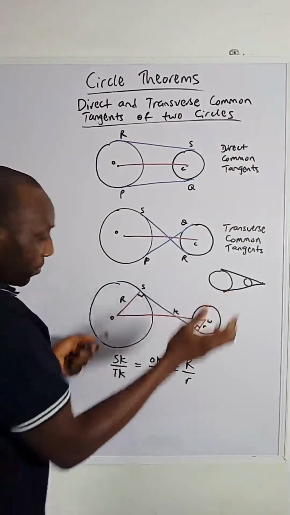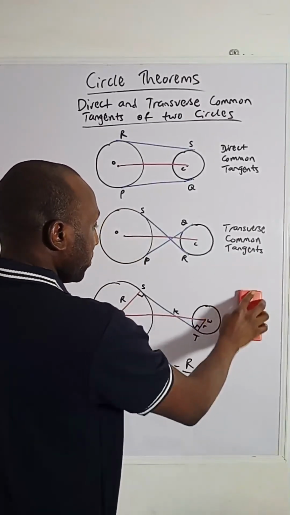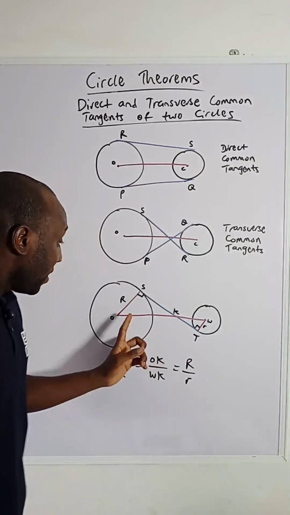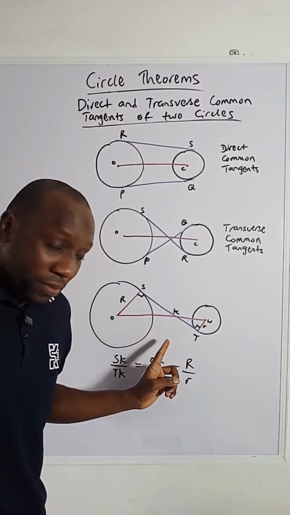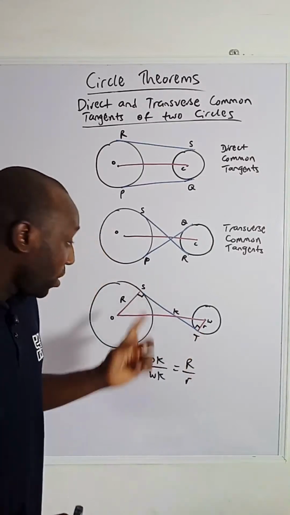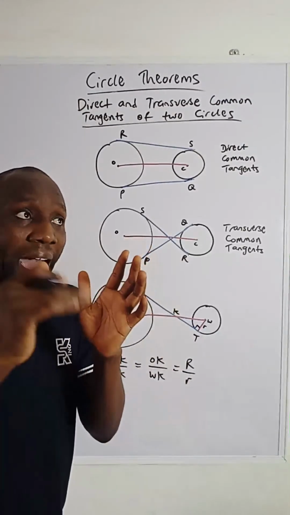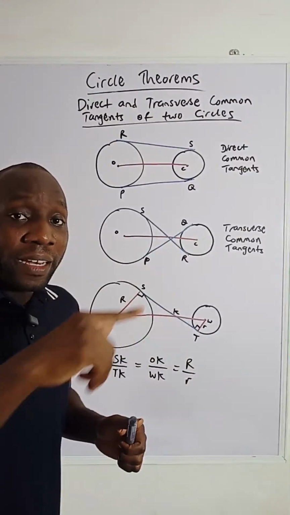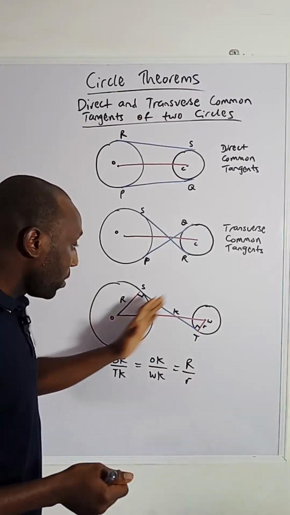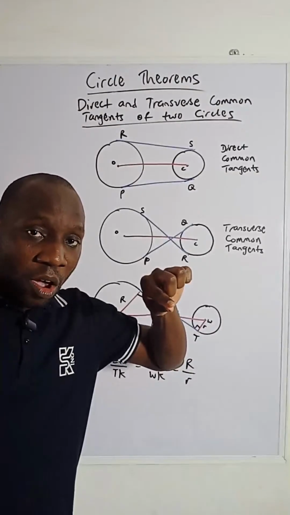All right, so that's what you need to know about direct and transverse common tangent. Now, look at this. I just wrote something down for you. This is transverse, obviously, right? Look at the tangent touching S and it's going down to the other circle. This is transverse. Most times you'll be asked to find the length of the tangent. They will give you the two radii of the circles. They will even give you the distance between the two centers of the circles.